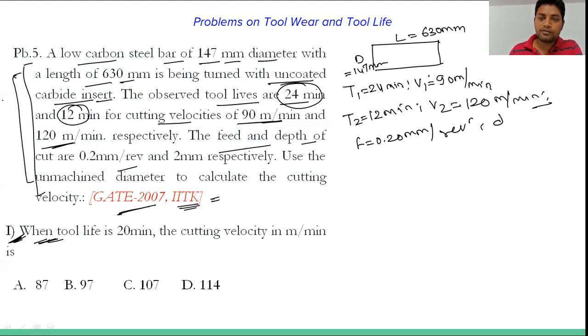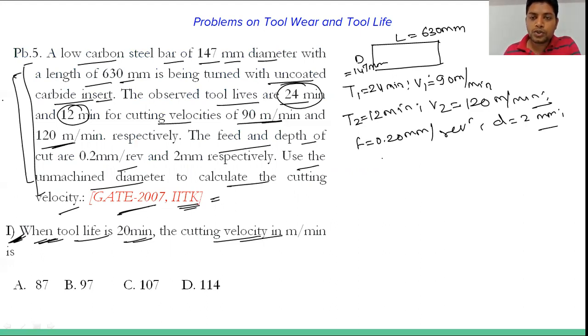Okay, and the depth of cut, that is 2 mm, is given to you. Now use the unmachined diameter to calculate the cutting velocity. So if it is required, then we'll use this diameter. But first, the question asked is: when the tool life is 20 minutes, what will the cutting velocity be, in meters per minute? We have to find that out.